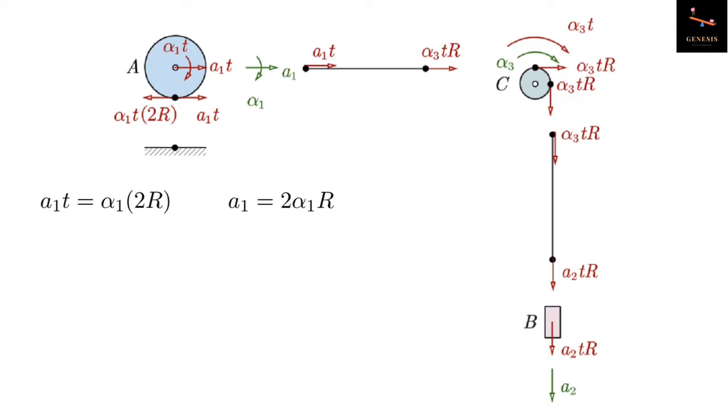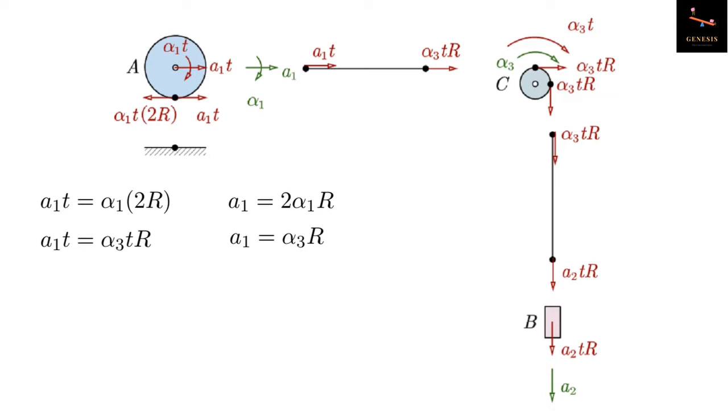Now for the segment of the string between the center of the cylinder A and the top of the pulley C, if this is to be taut, we must have the velocity of one end along the string equal to the velocity of the other end along the string. So you can see that the velocity of the end of the string attached to the center of A is a1t, and on the other side we have the velocity omega r, which is alpha 3t into r. Equating these two, we get a1 is equal to alpha 3r.